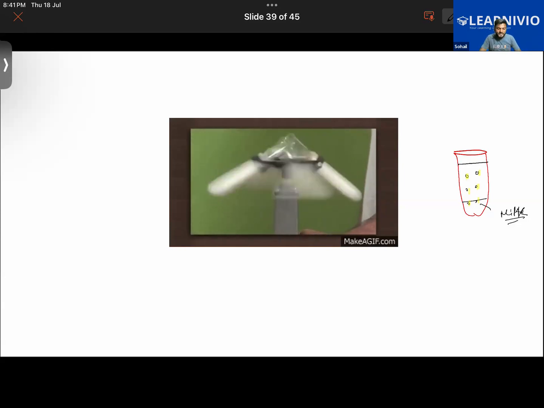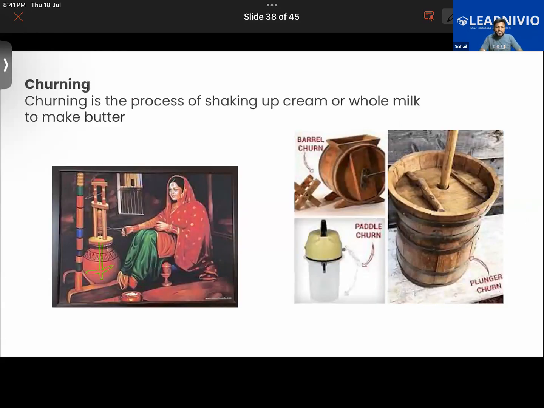Centrifugation is done for milk also, with the help of simple tools. First of all, people would heat the milk up to 40 degrees Celsius before putting it into this pot, right? And we know that milk is a mixture of fat, water, and other things also. Milk contains fat, water, protein, etc.